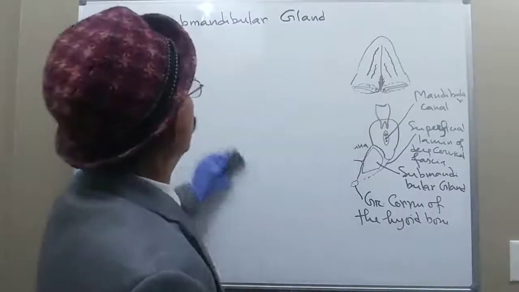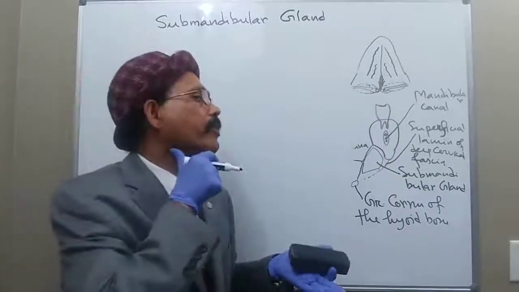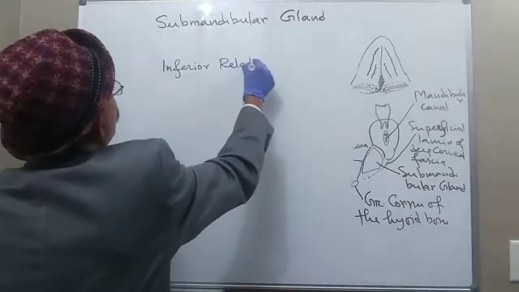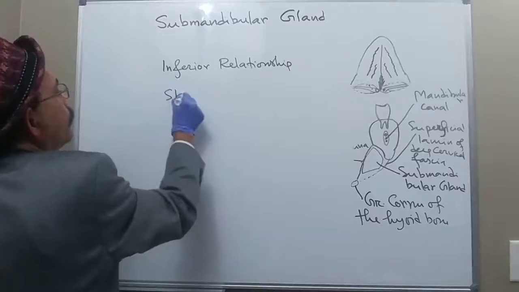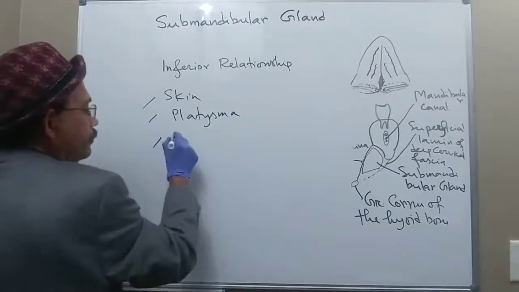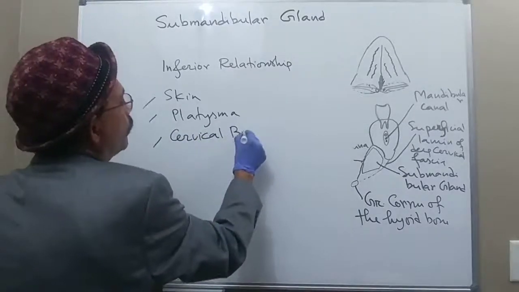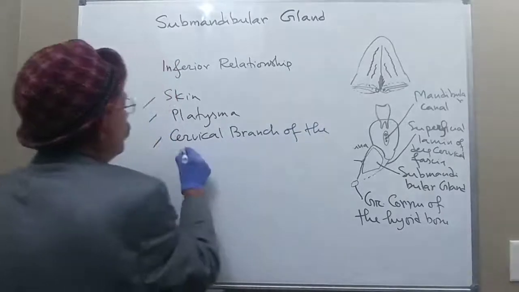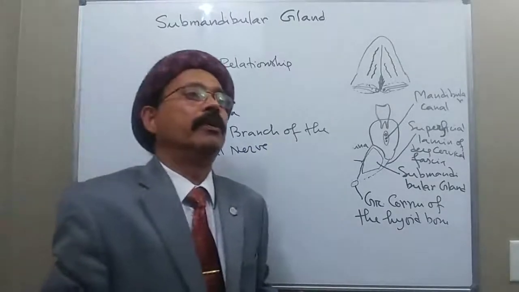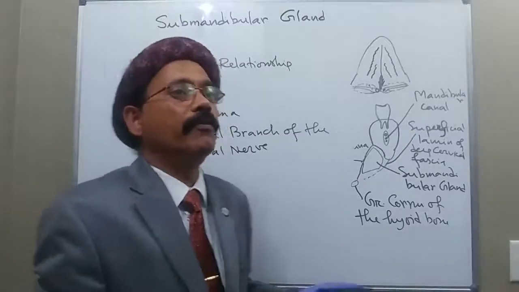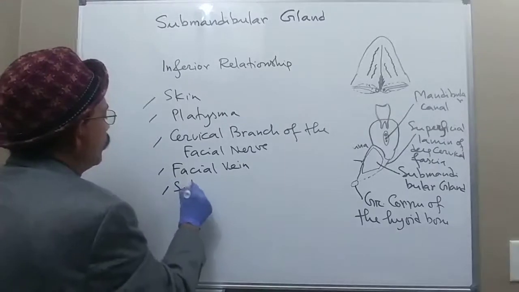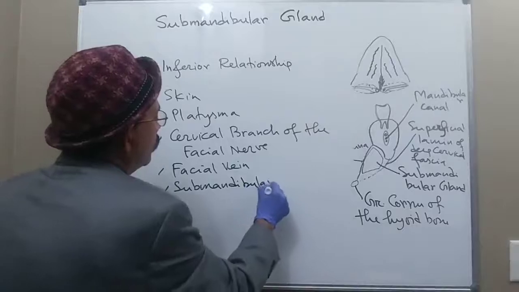And you have to know the inferior surface relationships of the submandibular gland. We'll get skin, then the platysma, then the cervical branch of the facial nerve. We'll also get the facial vein and the submandibular lymph node.